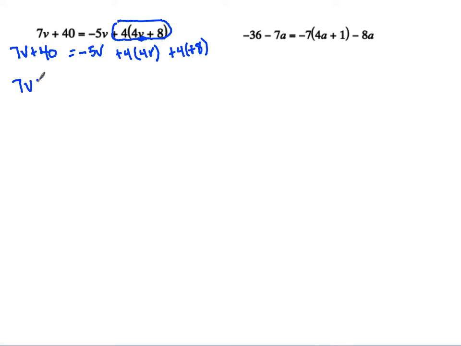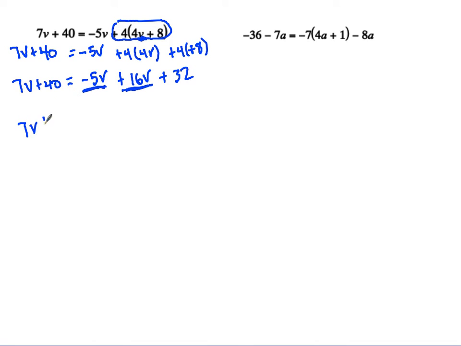So 7v plus 40. Negative 5v, nothing changes with that. Now we multiply, so plus 16v. And then positive 4 times positive 8 would be positive 32. So now I have like terms on the right side here. I want to combine those two terms. Before I do anything else, I want to add those two together so that I don't have multiple terms on the same side that are alike.